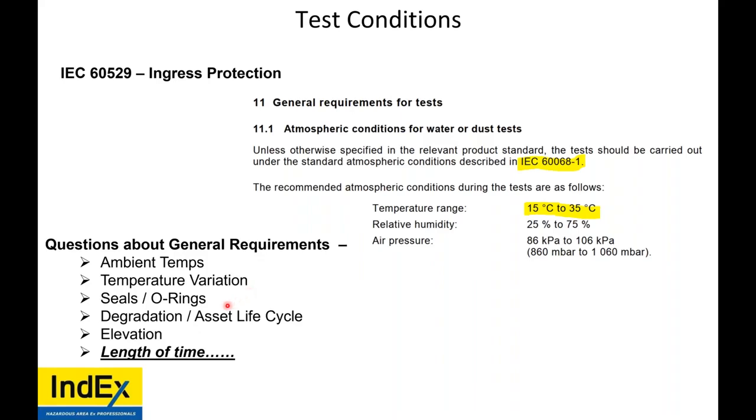We also have to consider what about seals and O-rings? And a big one, degradation, the asset's life cycle. If that equipment is meant to last 40 years, is IP testing doing this test? Another one would be elevation. Projects which are at high elevations are going to be outside of that relative air pressure. And then length of time of the test.